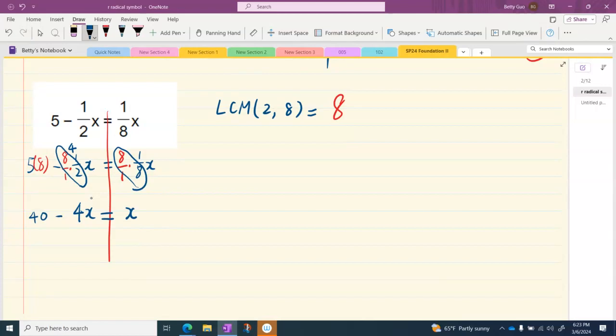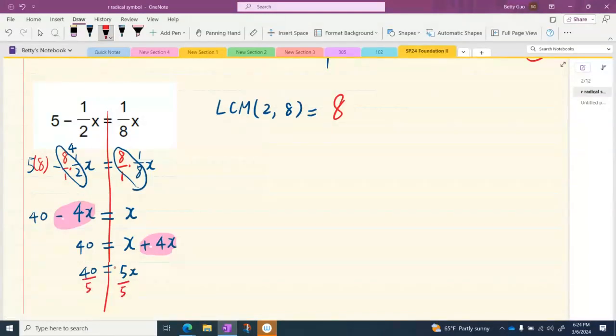Next, I'm going to move negative 4x over to the right-hand side. We have x on the right side already. Move the 4x over, and negative becomes positive. On the left, we have 40. On the right side, x plus 4x is 5x, right? And then we divide each side by 5. We have x equals what? We have x equals 8.